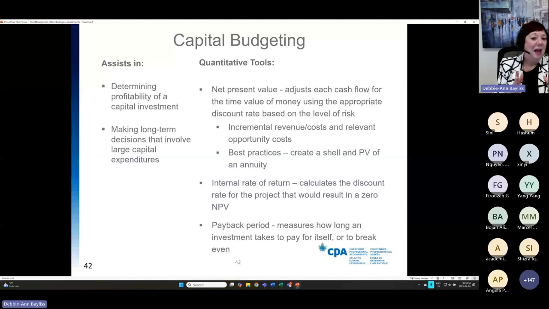Another quantitative tool is the internal rate of return. That calculates the discount rate for the project if it's a 0 net present value. Payback period. So how much time is it going to take to get back the investment or to break even?